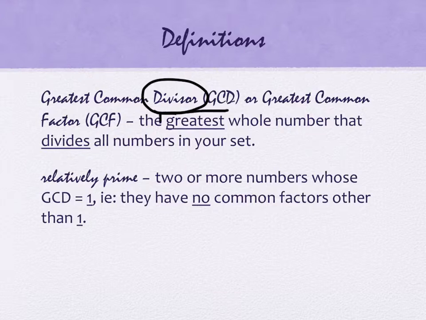Sometimes people get confused because it uses the word greatest. So greatest is an adjective talking about the divisors. It's not talking about the number being excessively large. Does that make sense? It's just the biggest number that divides the number we're talking about, or the group of numbers we're talking about.